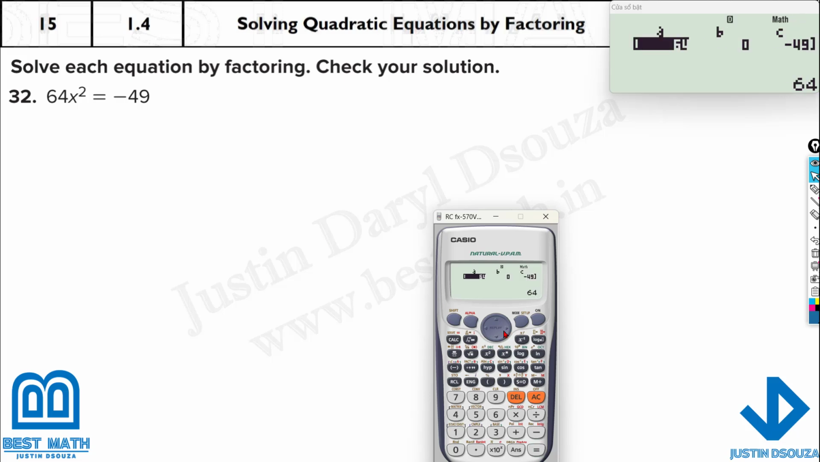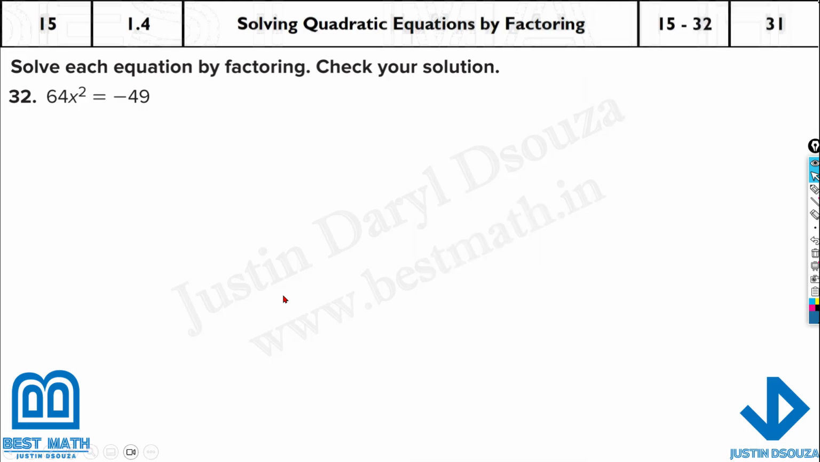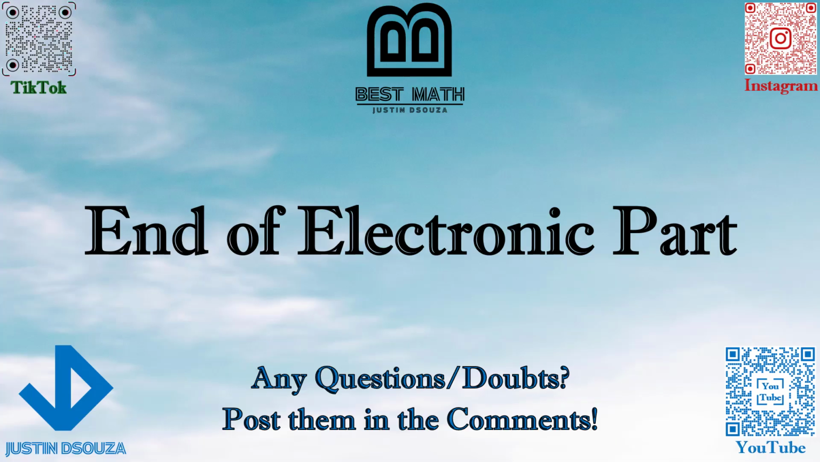What did I do wrong? When we take it inside the equal to, because all the terms must be on one side and the other side must be equated to 0, it'll be positive 49. The answer is 7 by 8 and minus 7 by 8i, imaginary numbers. And that is the end of all the electronic part questions.